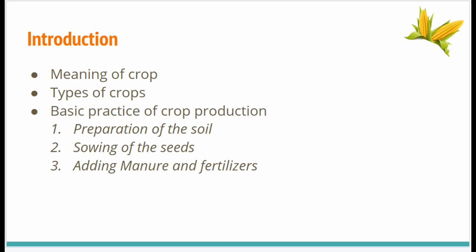So first of all, I'll go through the introduction of the chapter, that is the meaning of a crop, then what are the types of crop, then I'll shift to the basic practices of crop production. What are the topics or subtopics related to it? This is number 1, it is the preparation of the soil, sowing of seeds, adding manure and fertilizer, and finally I'll finish today's video. The rest of the chapter will be covered in my next video.